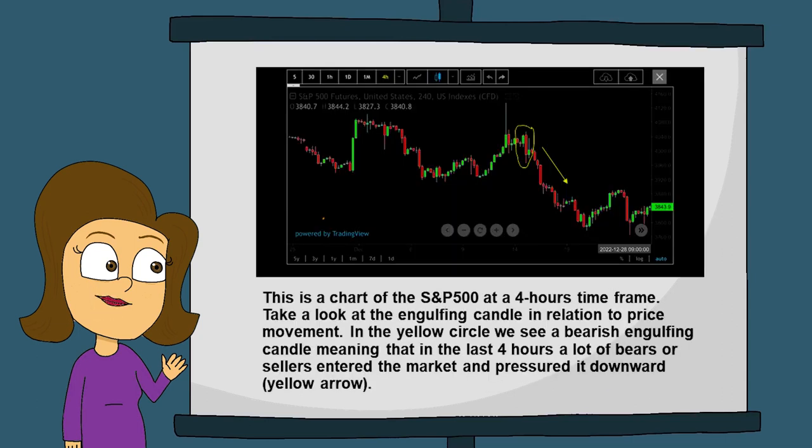This is a chart of the S&P 500 at a 4 hours time frame. Take a look at the engulfing candle in relation to price movement. In the yellow circle, we see a bearish engulfing candle, meaning that in the last 4 hours, a lot of bears or sellers entered the market and pressured it downward, the yellow arrow.